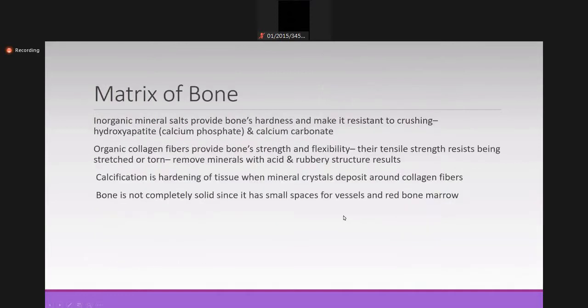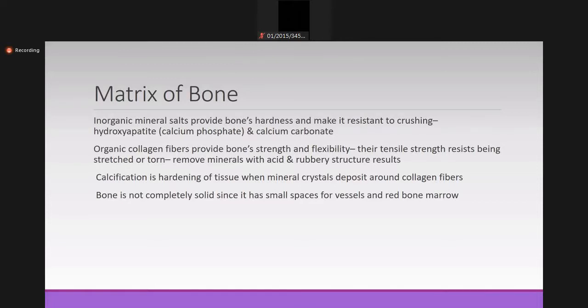The matrix of the bone, again, has two parts, the inorganic part and the organic part. The inorganic part is the mineral salts, which provide the hardness to the bone and resilience to trauma or crushing. These are the hydroxyapatite crystals, which are calcium phosphate and calcium carbonate salts.